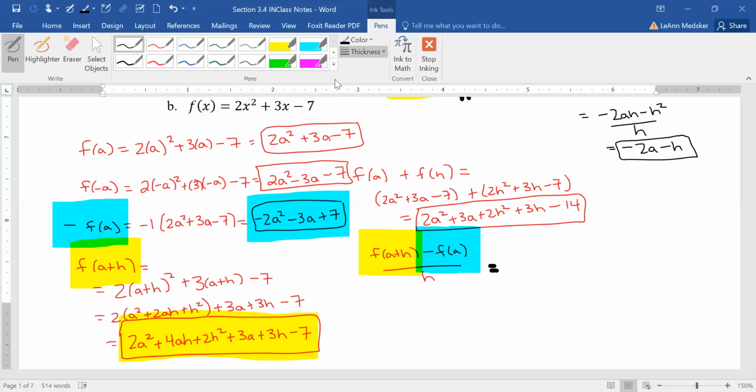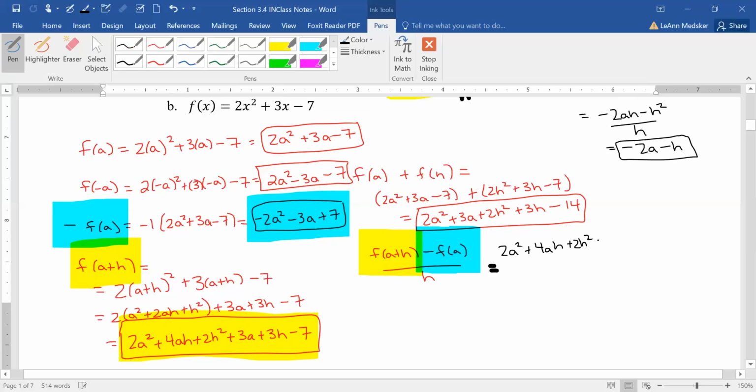So the answer for the first part was 2a squared plus 4ah plus 2h squared plus 3a plus 3h minus 7. For the negative f of a part, the answer was negative 2a squared minus 3a plus 7, all over h. 2a squared has an opposite, 3a has an opposite, and negative 7 has an opposite. So I'm left with 4ah plus 2h squared plus 3h all over h.